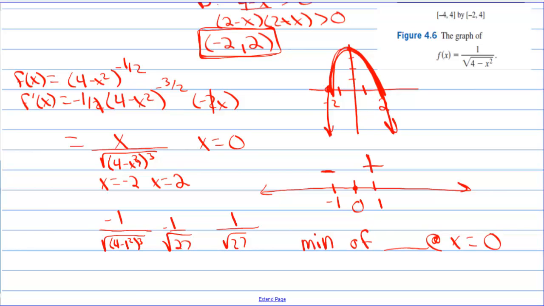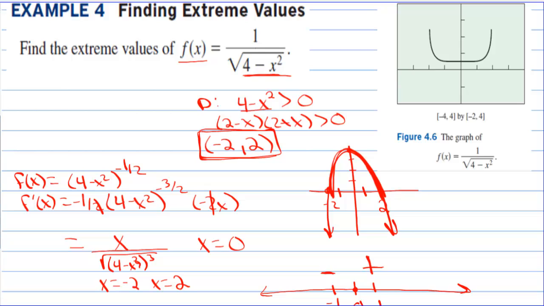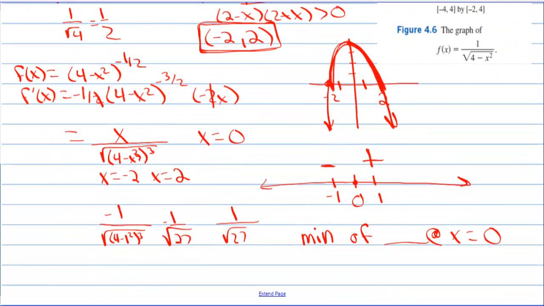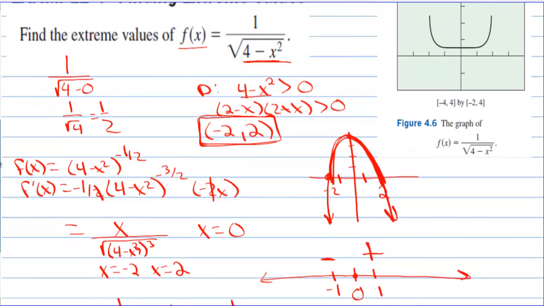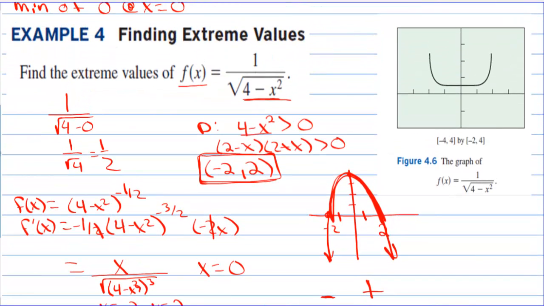Well, if we plug 0 back into the original function, we get 1 over the square root of 4 minus 0, so 1 over the square root of 4. The value is 1/2. So minimum of 1/2 at x equals 0. Now if we look at the graph, here's that point. There's 0, 1/2, and these are open dots, so they are actually not maximums. If they were closed dots, then we would be talking about having some maximum values there.